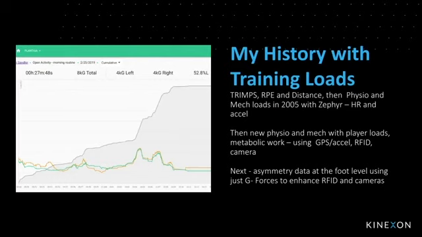We created a physio load and a mechanical load. Our physio load was again closer to the TRIMP score. It was really based off of heart rate in that case. And then our mechanical load was based off the accelerometer. We were looking at the amount of movement that the athlete was doing and the intensities of it to give us a mechanical load. So that was way back in 2005. Since then, we've progressed.